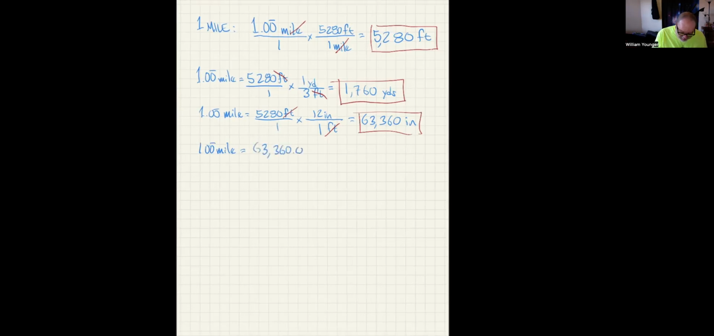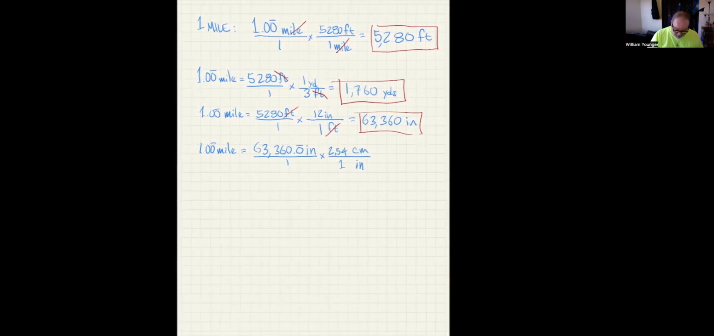63,360. Again, I could put 0 with a bar over it because it's that exactly known. I'm going to put it over 1 again just to keep from making any careless mistakes with our fractions. I want to convert from inches to centimeters. So we've got to choose a 1 such that the unit we have, the inches, cancels out. That means I need an inch in the bottom because of multiplication that allows us. And that means I need a centimeter on the top. And I know that 1 inch is actually exactly 2.54 centimeters. Again, this is exactly true and has been since around 1959.